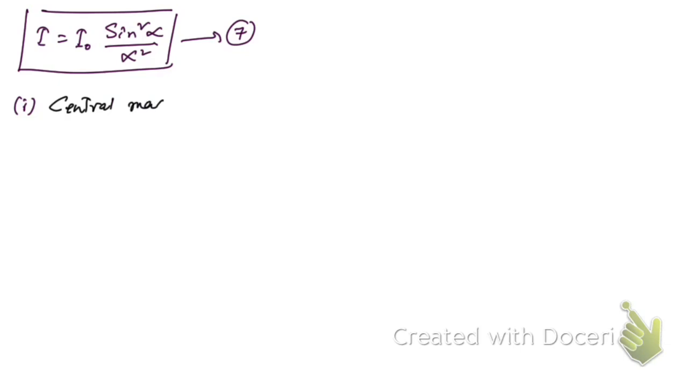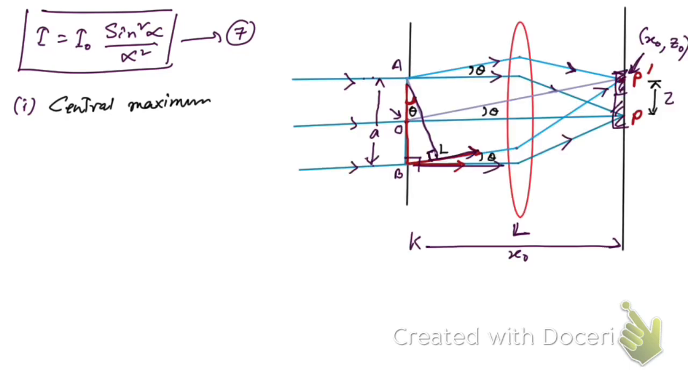Central maximum for the point P, so let me show you the diagram again. So here is the diagram. For this point P, this theta will be equal to 0 at this point, right? If this line is towards P, then this theta must be 0.